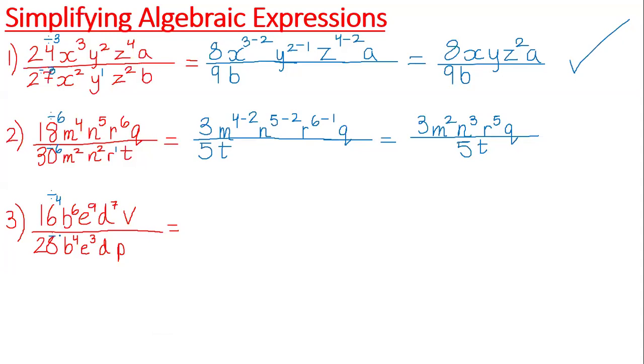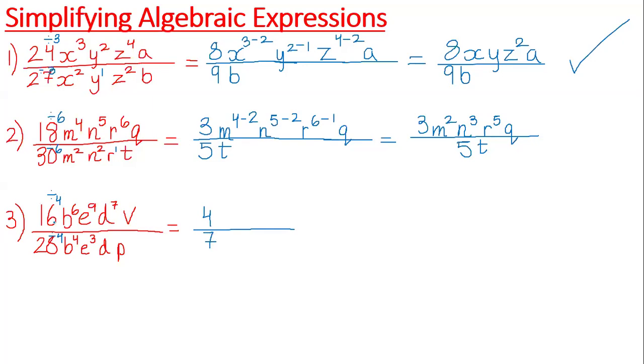Class, what is 16 divided by 4? 16 divided by 4 is 4, very good, all over. 28 divided by 4 is gonna be what? 7. 7, good.